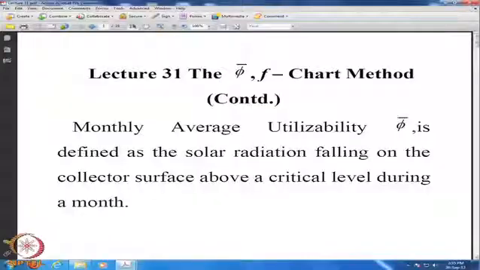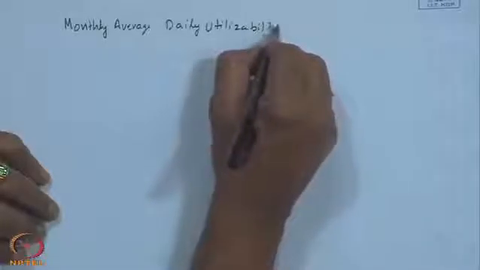We shall continue with the phibar rough chart method for the sake of continuity and also to reinforce certain concepts. I am prepared to have a little bit of repetition, so that this is an important method as well as an important concept. First, we defined monthly average daily utilizability, phibar.